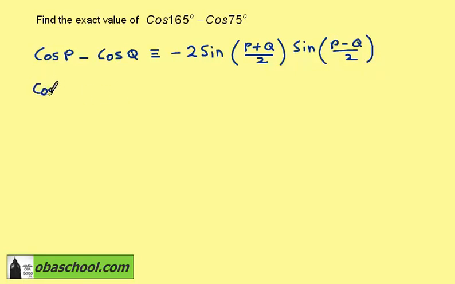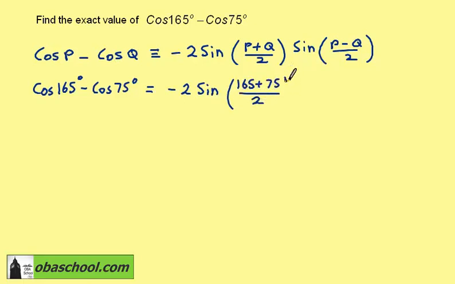So here we have the cosine of 165 degrees take away the cosine of 75 degrees. This is going to be equal to, remember this is an equal sign, not an identity, as we're now using particular values. So it will be minus 2 times the sine of (165 plus 75) divided by 2 times the sine of (165 take 75) divided by 2.